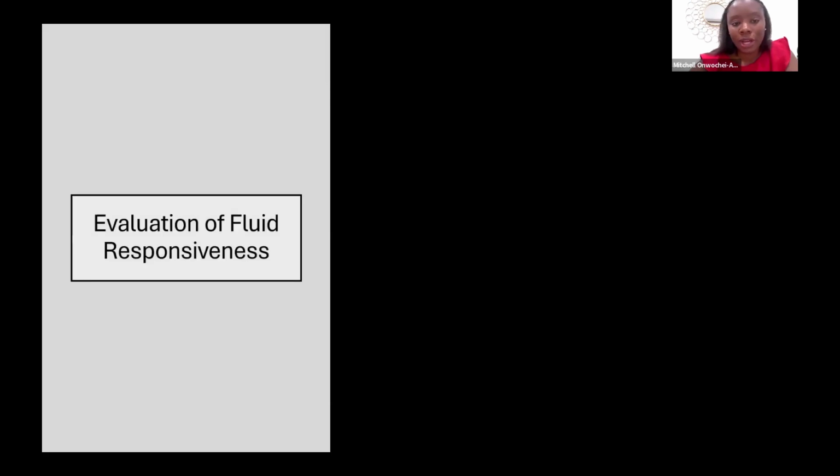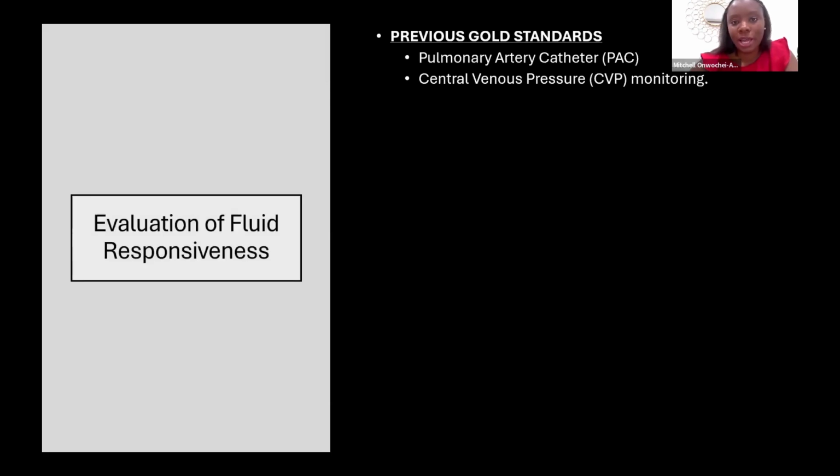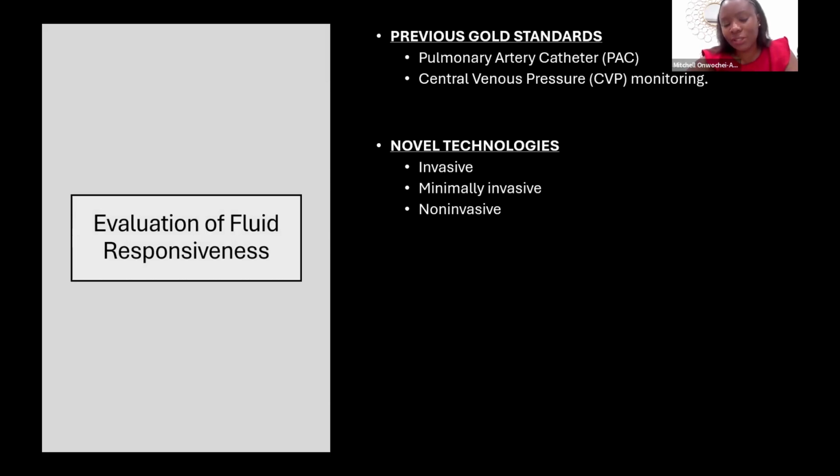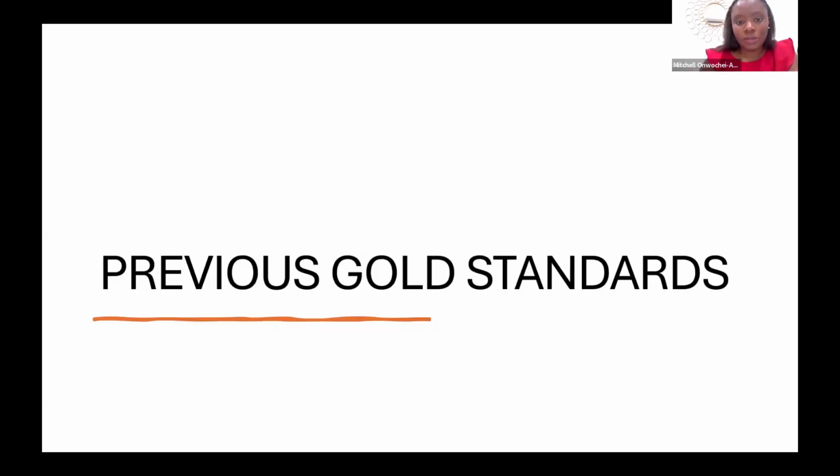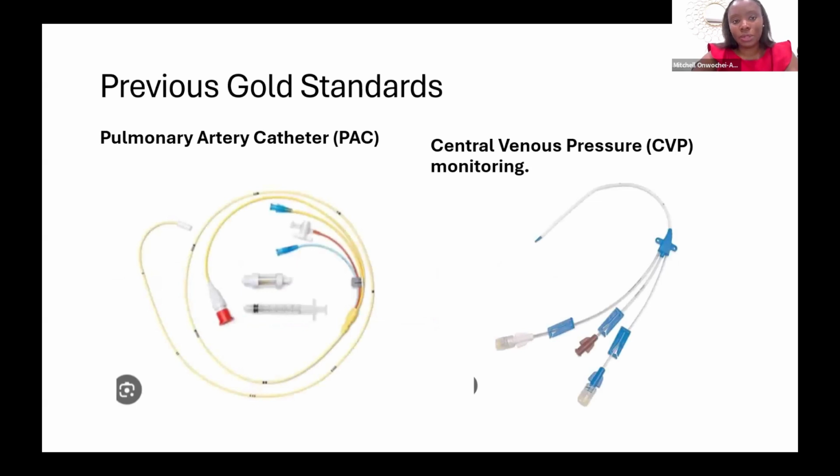So how can we evaluate for fluid responsiveness? I will talk about the previous gold standards for evaluating for fluid responsiveness. Those were your pulmonary artery catheter and CVP monitoring, and then we'll talk about novel technologies that are now available. And again, briefly talk about tissue perfusion. So previous gold standards were your Swan-Ganz, that's your pulmonary artery catheter, and central venous pressure monitoring.